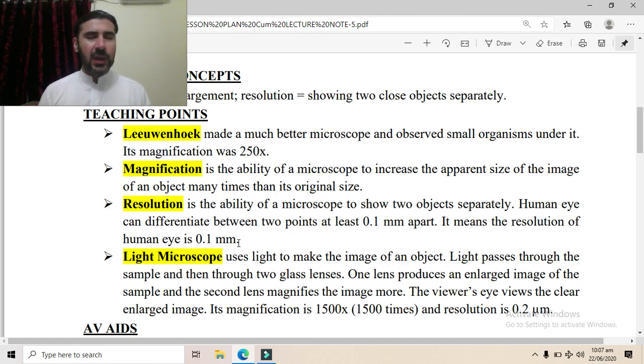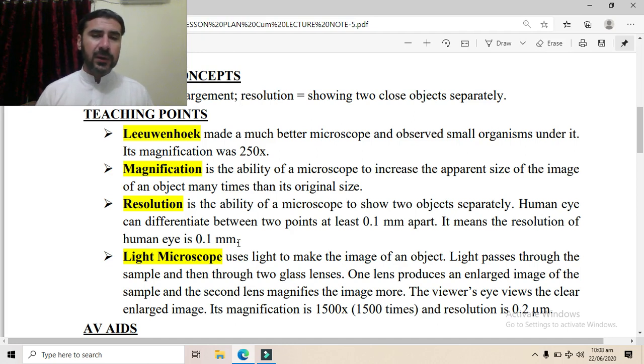Through the human eye, when we observe two close things, if those two things we are going to study are at least 0.1 millimeter apart, we can observe them through the normal human eye. Or if the distance is above 0.1 mm, we can observe those.